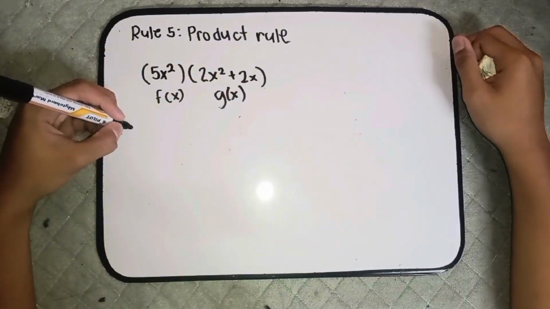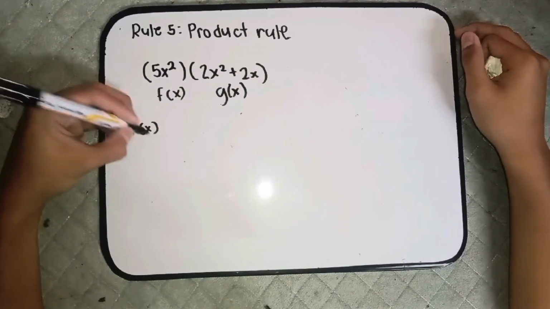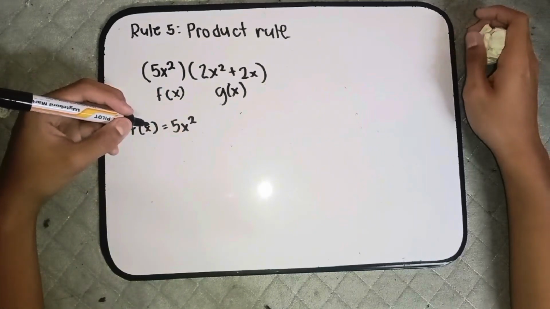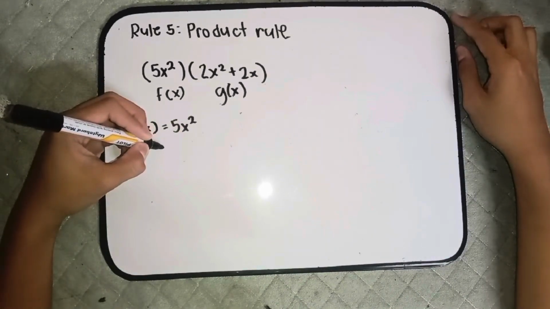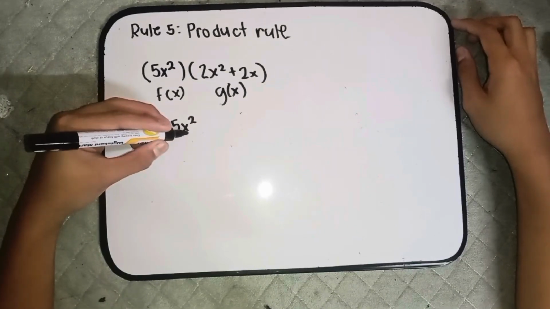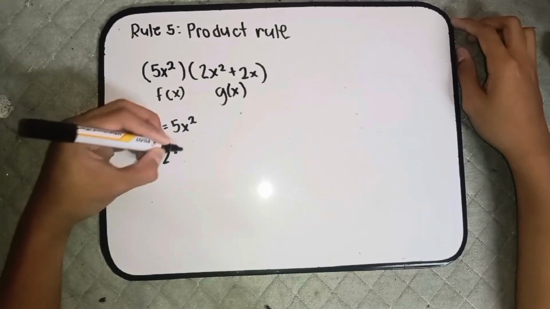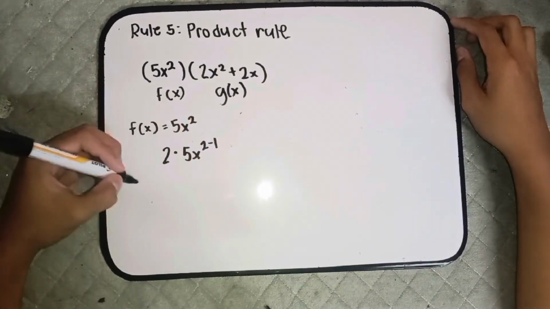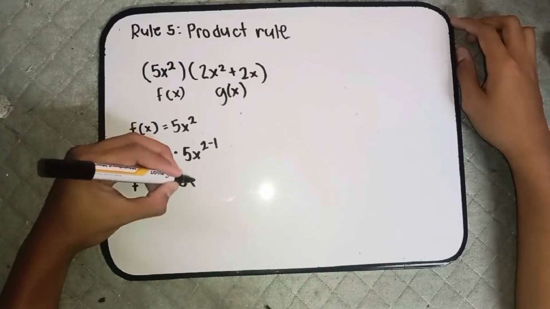The first thing we have to do is find the derivative of each of the given expressions. First, let's find the derivative of 5x raised to 2. All we have to do is follow the first 3 rules in order to find its derivative. By following rule number 2, the power rule, all we have to do is multiply 2 by the number and subtract 1 from the exponent. So 2 times 5x raised to 2 minus 1. That will equal its derivative, which is 10x raised to 1.